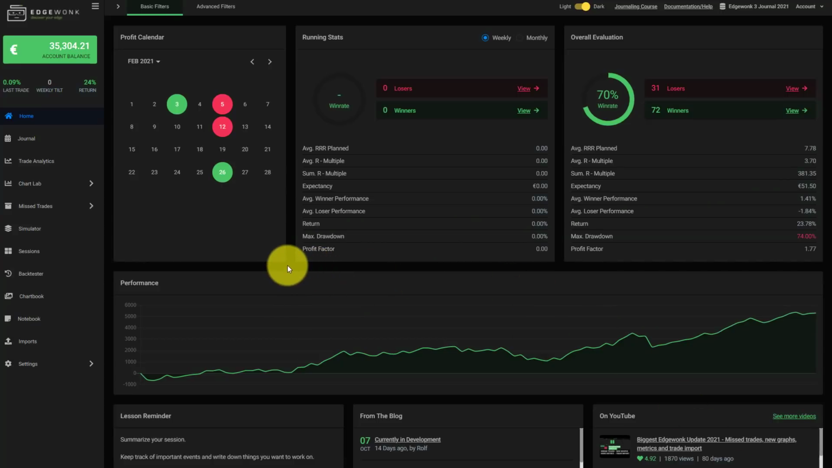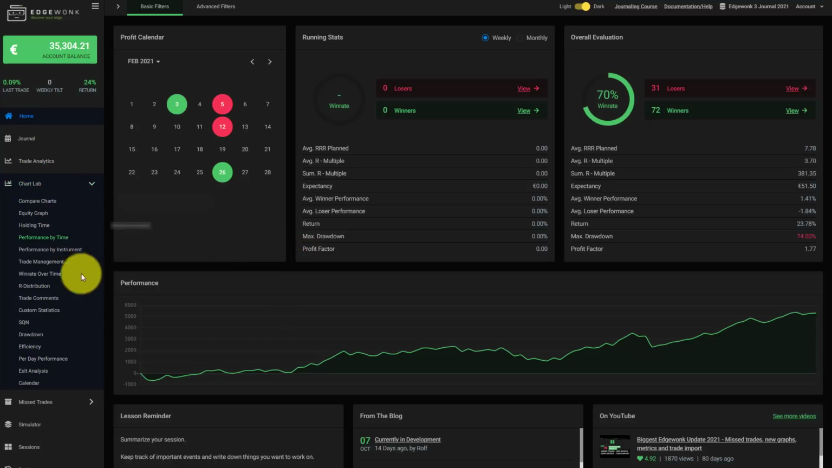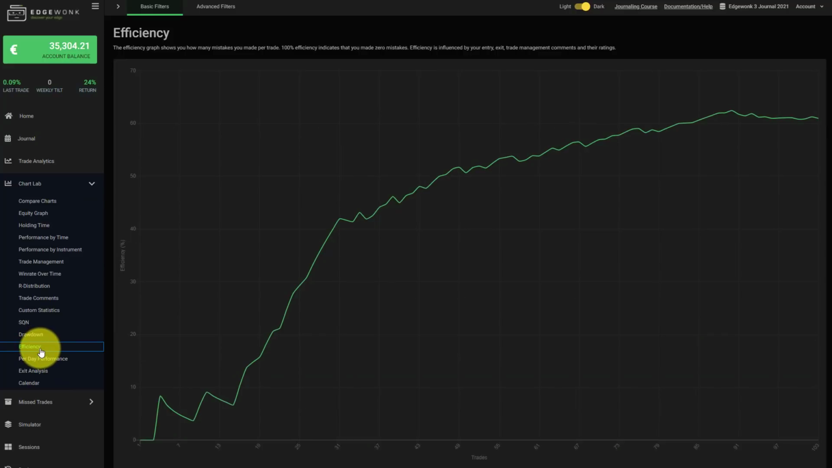The first and most important thing to improve your trading is to improve your trade quality. And here is a great feature in Edgewonk. We go to Chart Lab and then we consult our efficiency graph. The efficiency graph basically shows you how many mistakes you make per trade. 100% efficiency indicates that you don't make any mistakes, whereas 50% efficiency means that on half of your trading decisions you are making a mistake. In Edgewonk, you can rate your entry, your exit, and your trade management. The efficiency graph then calculates how many mistakes you make per trade and overall in your trading.